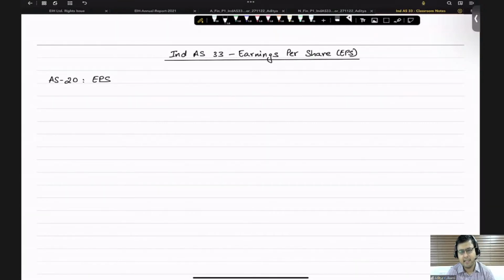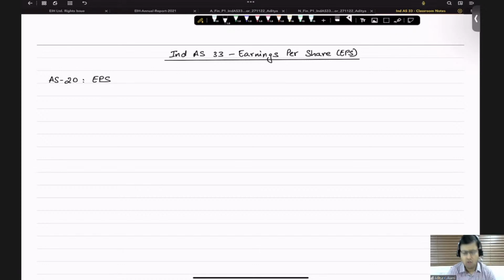Basically, the concepts that we are having here in Ind AS are largely similar to what we had in AS 20. So wherever you see changes or differences, they will be on account of the application of other standards. For example, suppose we have a convertible debenture in our capital structure. The way in which we calculate our diluted EPS will be different in Ind AS because of the presence of the financial instruments chapter, not because of Ind AS 33. So Ind AS 33 is largely the same as AS 20, so there won't be any great differences in that regard.